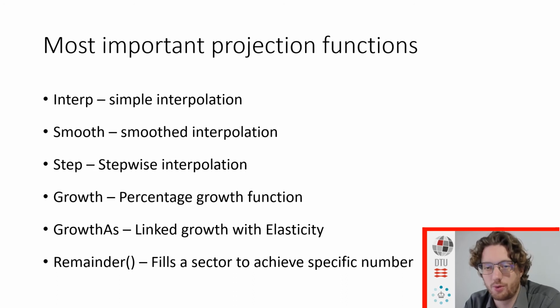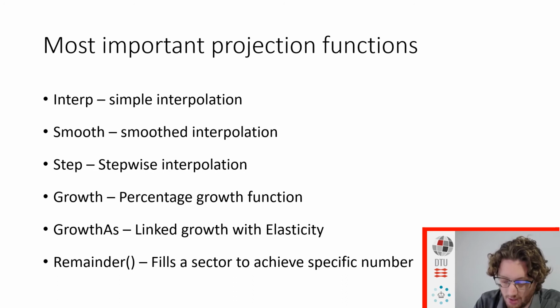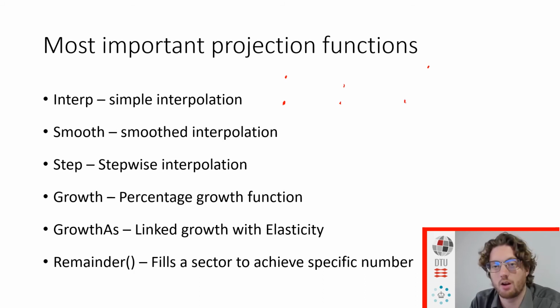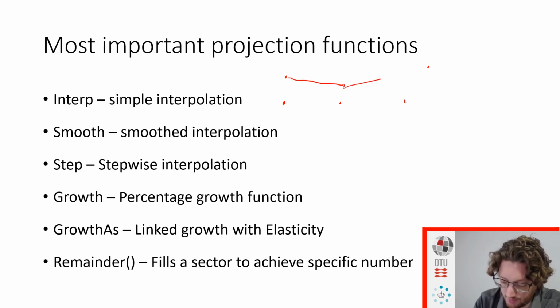So just to go through the most important projection functions. Some of these cannot be used for statistics, some of them can, but we will go through them nonetheless. The one that we use absolutely the most is the interp function. The interp function, as showcased in the example before, is very simple. You give it a year and a value, and then another year and another value, and maybe a third, fourth, whatever, year and value pairings. And then it will have straight lines between them.